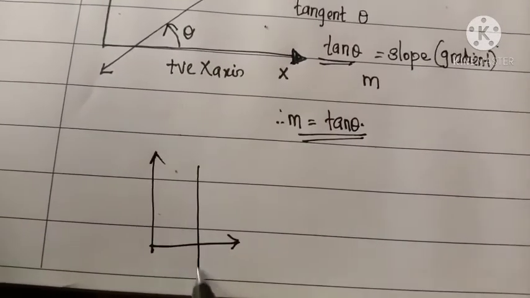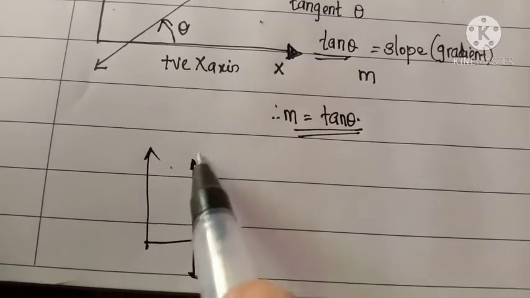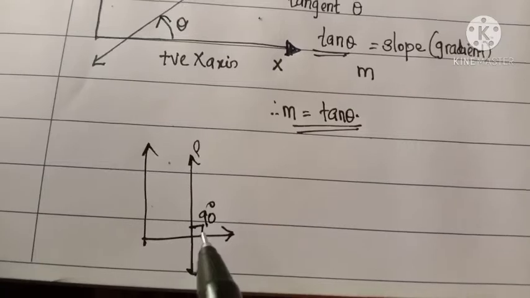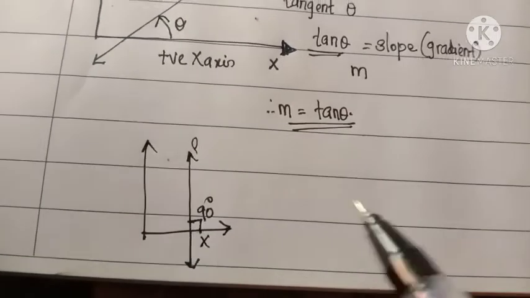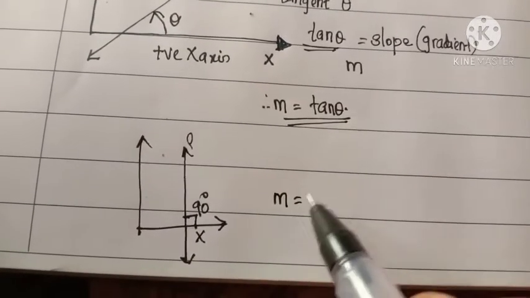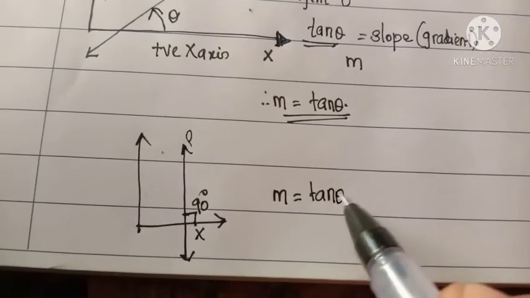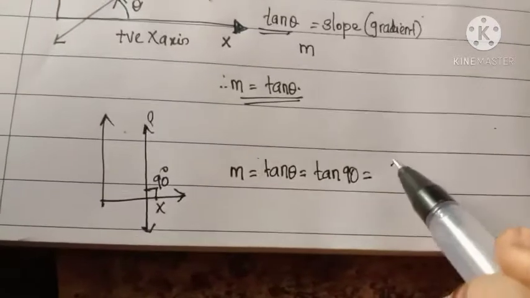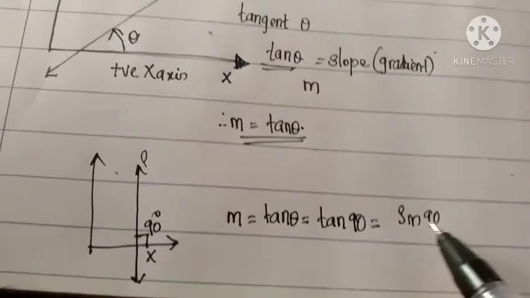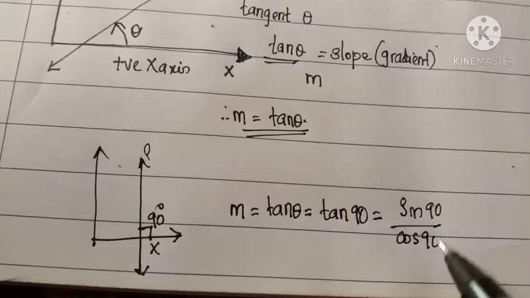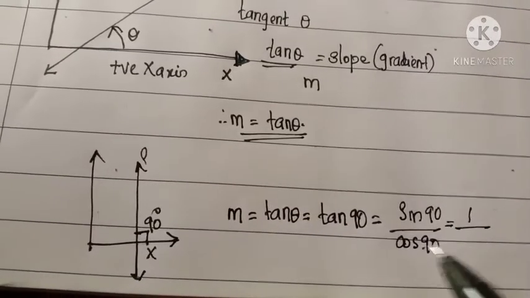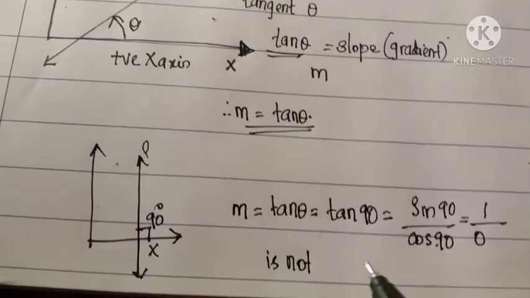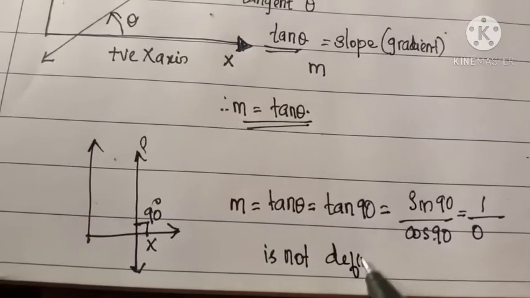Suppose we have a vertical line, and this vertical line L makes an angle 90 degrees with the positive x-axis. So what is the slope? Slope equal to tan theta. Here theta is equal to 90 degrees. So tan 90 can be written as sin 90 by cos 90. Sin 90 is 1, cos 90 is 0. 1 by 0 is not defined.